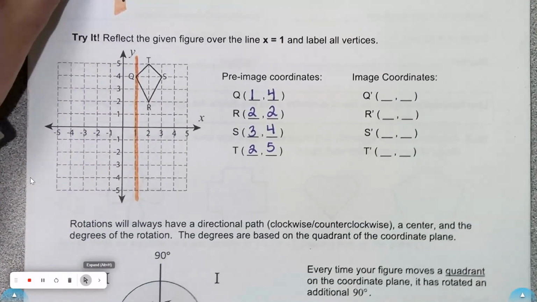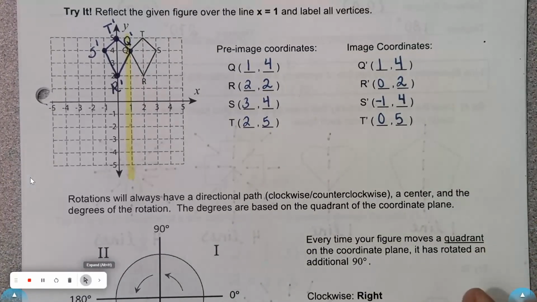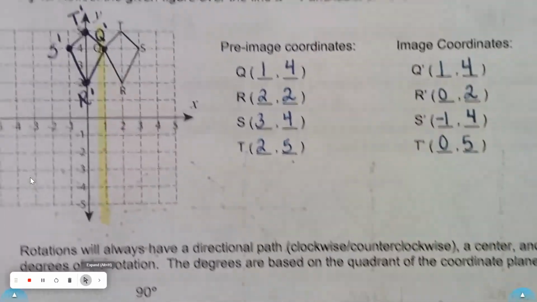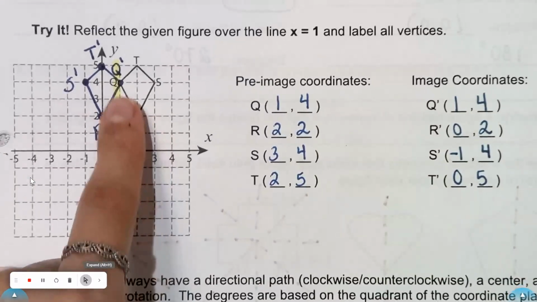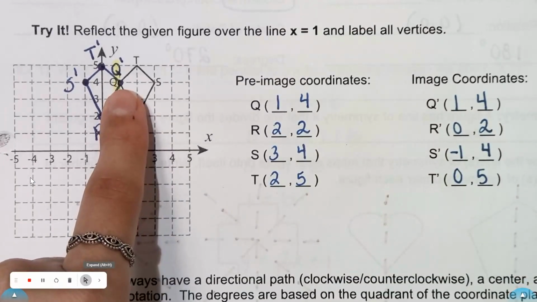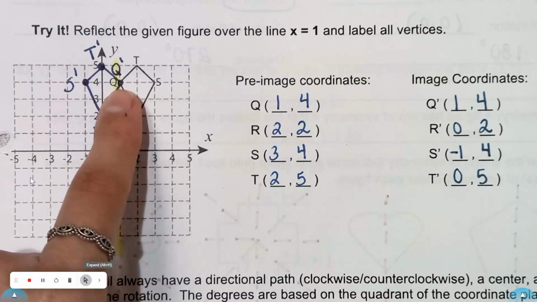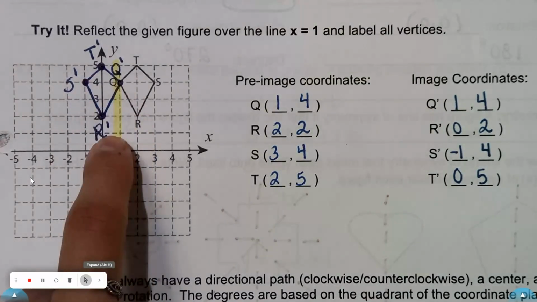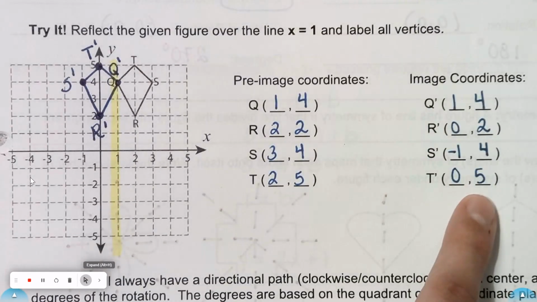All right, hopefully you tried it by yourself. This is what you should have gotten. So you'll notice that, let me zoom in a bit, Q and Q prime, you see how they're in the same spot on the line? That's okay. So the coordinates are going to be the same because Q was already on the line, so there was nothing to reflect. However, the other 3 points did have a reflection. So these are the new coordinates that you should have gotten for your image or your new one.